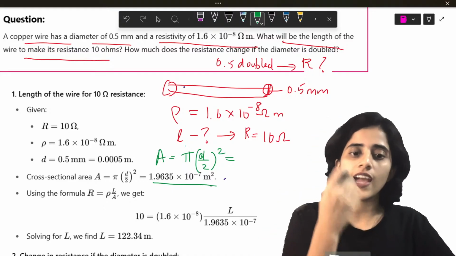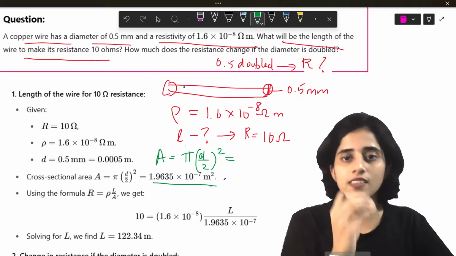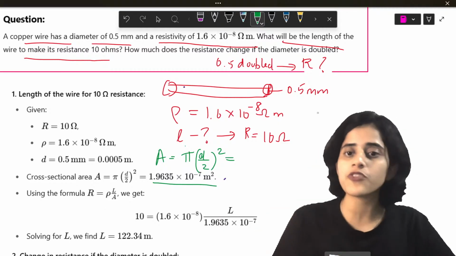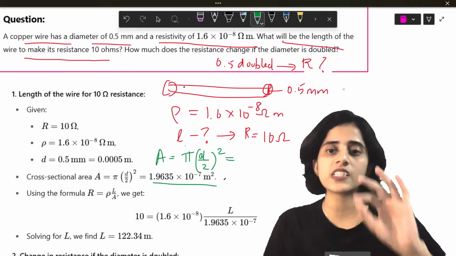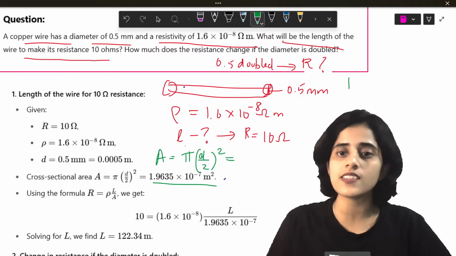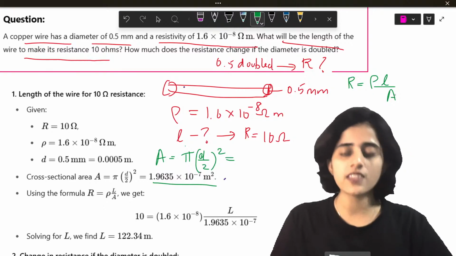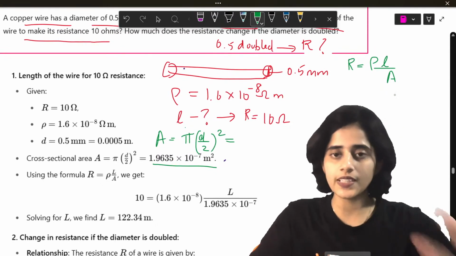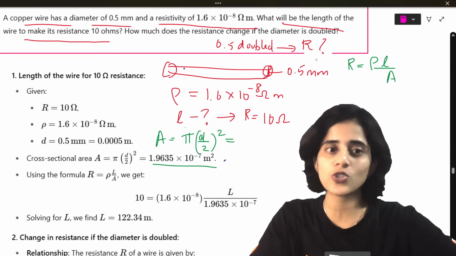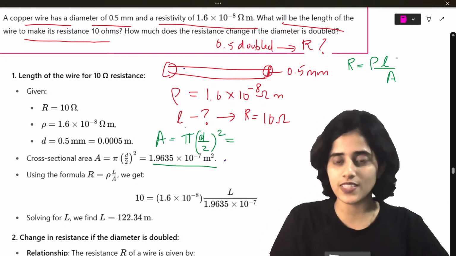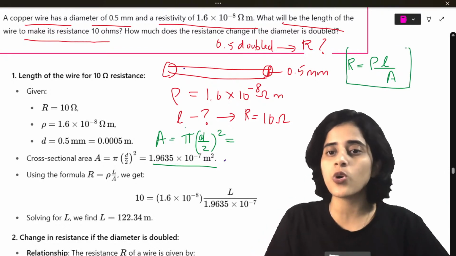Resistivity is given and you need to find out length. Now, the only formula I know connecting resistivity, length and resistance is R = ρL/A. That's the only formula I know. At least in PU, that's the only formula you will also know, isn't it? So, R = ρL/A.